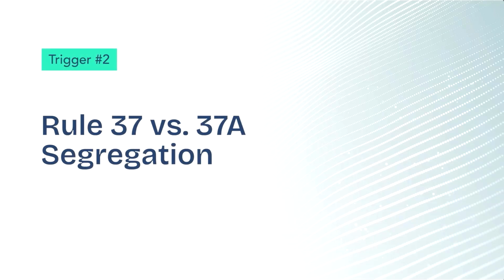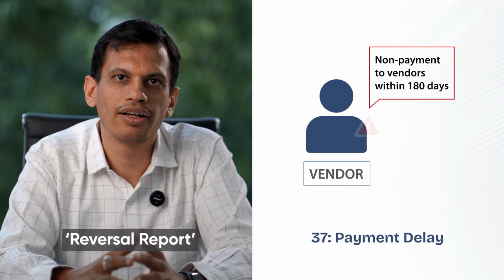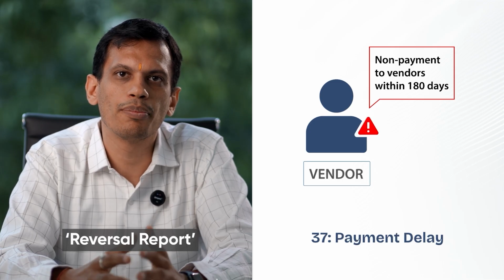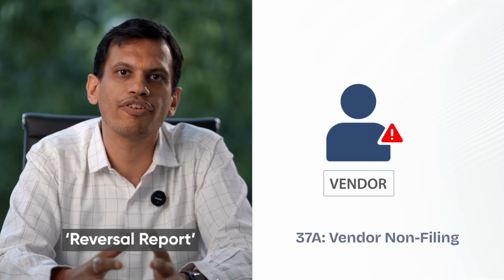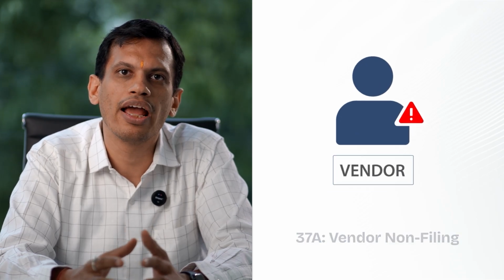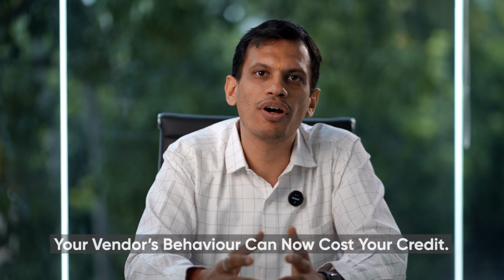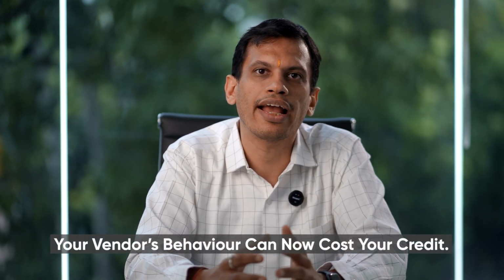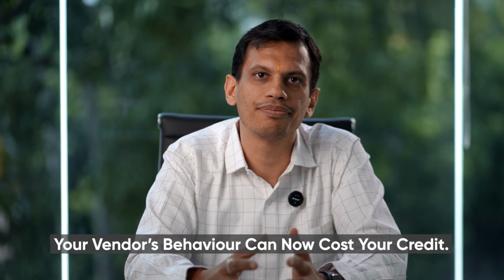Second, Rule 37 versus 37A segregation. The department now wants you to separately show reversals because you did not pay your vendor versus reversals because your vendor did not file their return. You can no longer lump these into other reversals. Remember, your vendor's behavior can now cost you your credit.